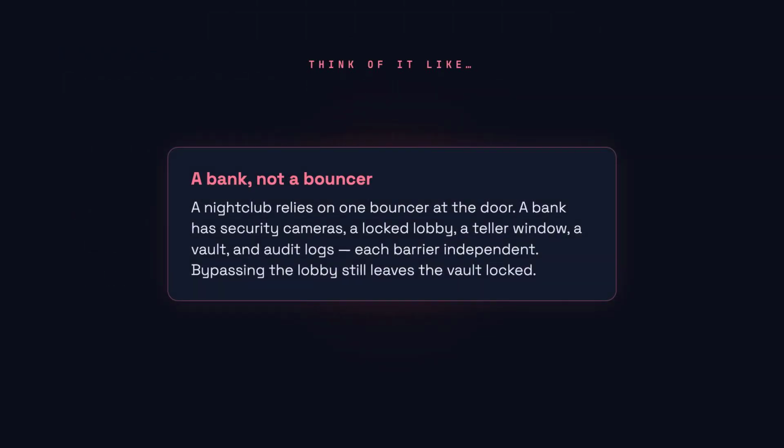Think about how a bank is designed compared to a nightclub. A nightclub puts all its trust in one bouncer at the front door. A bank treats every zone as a potential threat boundary: the lobby, the teller counter, the safe deposit room, the vault. Each zone has its own controls. That layered thinking is exactly the architectural mindset security requires.